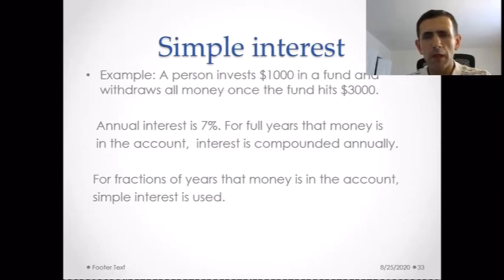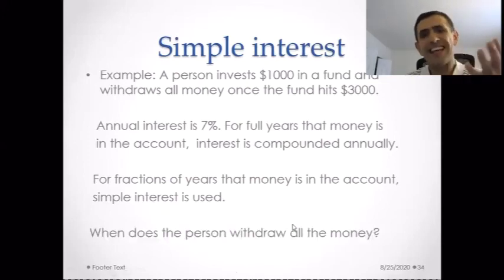So the idea here is that money sits in this account for a certain number of full years, and it accrues compound interest for all those years. Then it sits in the account for some fraction of a year, and for that fraction of a year, the amount in the account earns simple interest. When exactly does the person withdraw all the money?